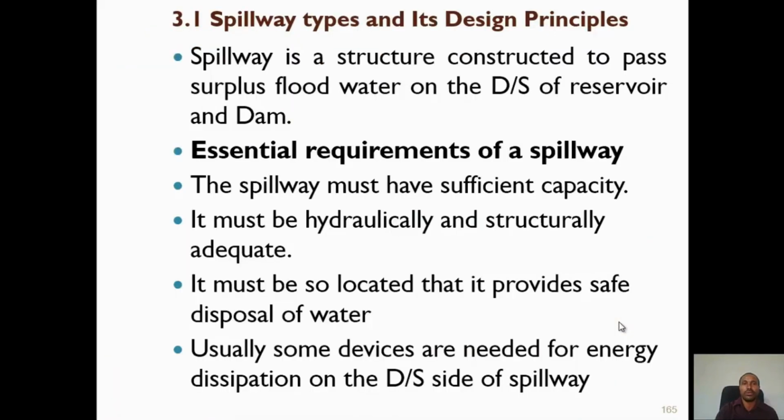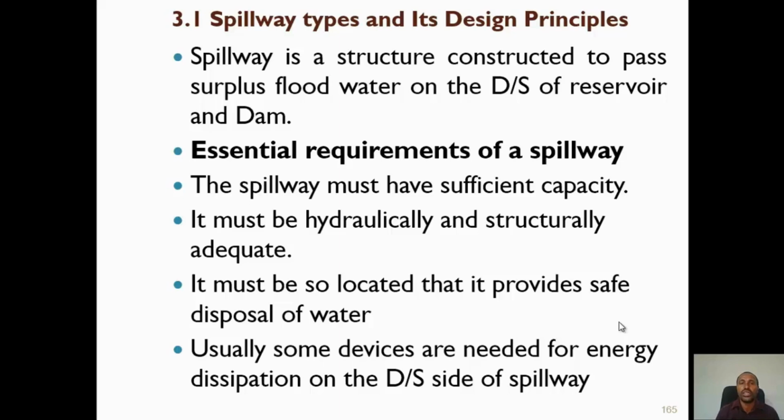So let us see now spillway types and its design principles. Now, let us start. A spillway is a structure constructed to pass surplus flood water on the downstream of the reservoir and the dam. If you have excess flood, then you can pass this surplus flood through the spillway structure. When the reservoir is filling, if it goes beyond the maximum reservoir level or above the crest level of the spillway, you can open the gates on the spillway, then you can discharge it out.